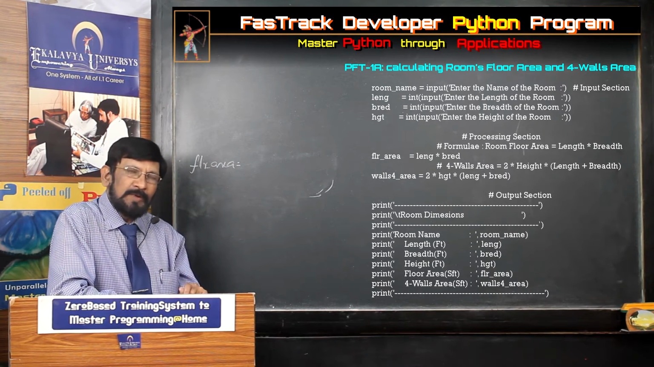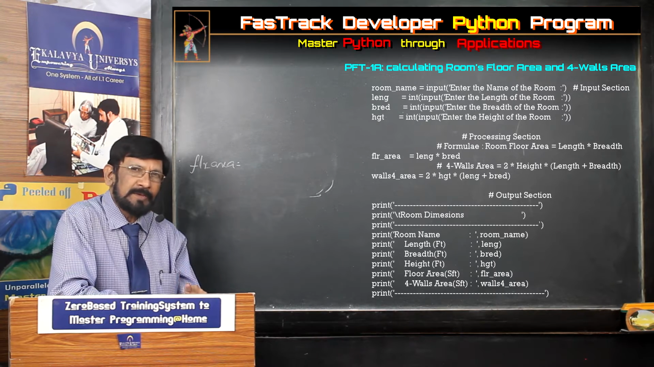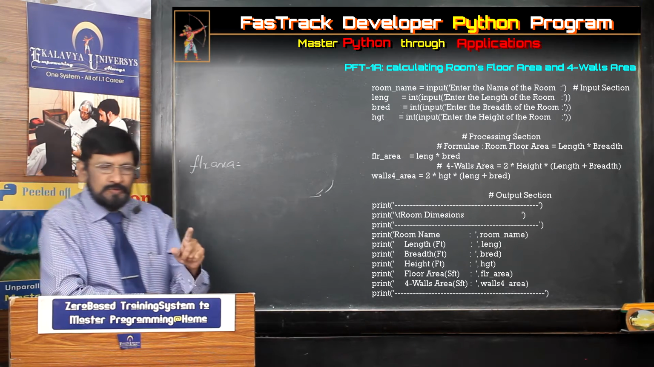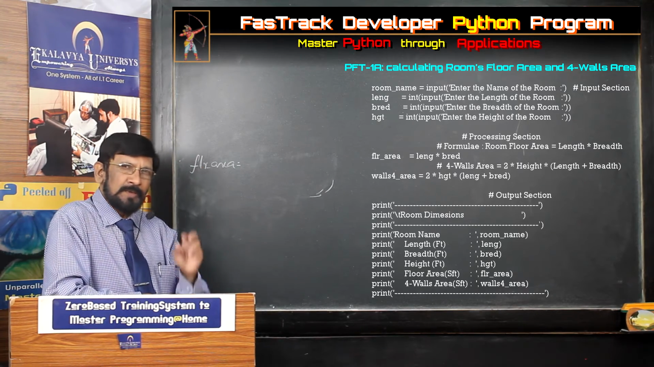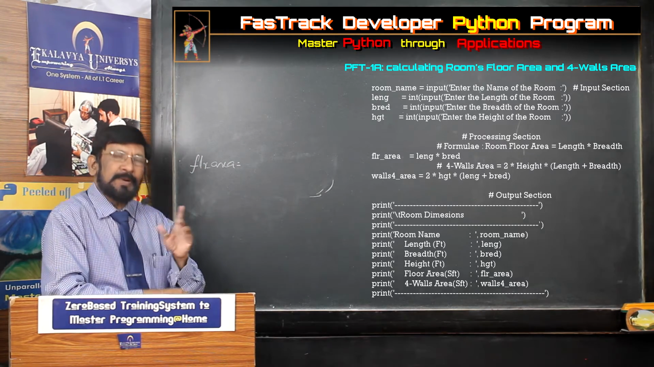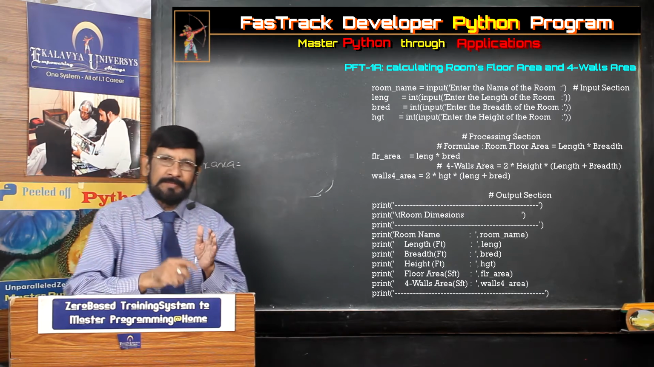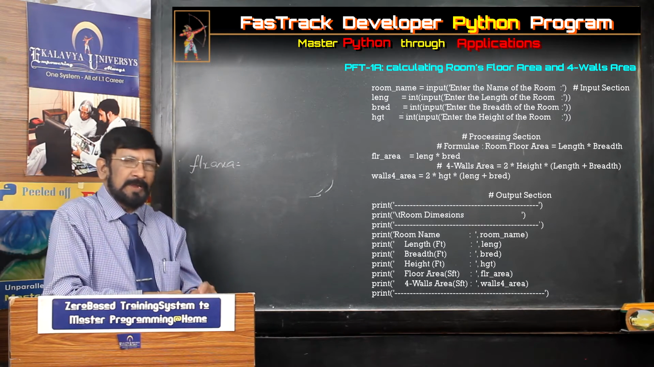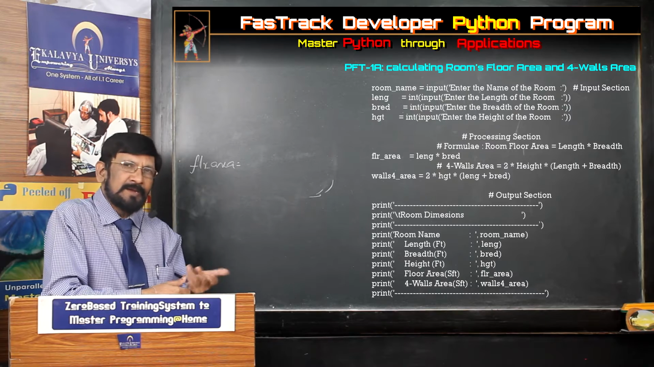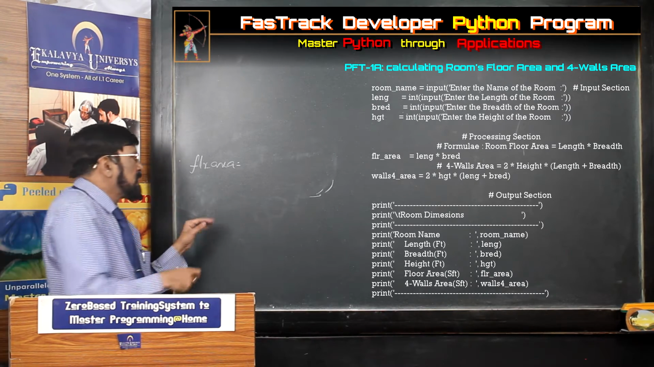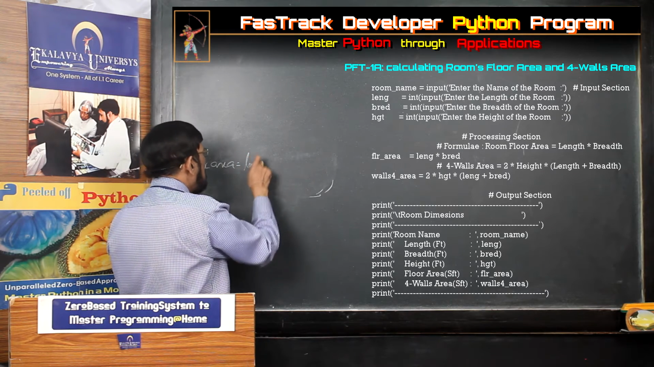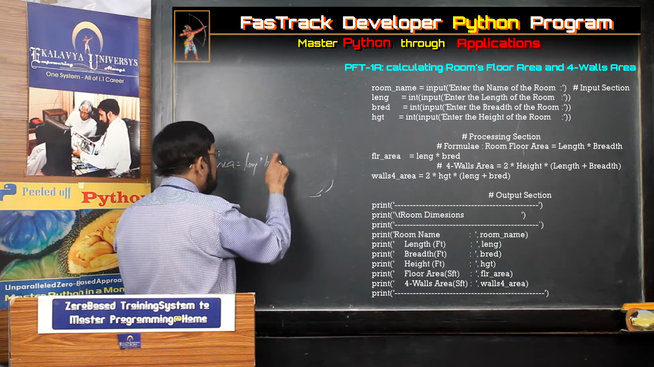Now what is the formula? Length into breadth. Which names you have used in the input section, the same names only you have to use. Spelling and case matter; Python is a case sensitive language. That's why if you write L capital here, it leads to error. So floor area, like in mathematics only: floor area is equal to length into breadth. That's it.